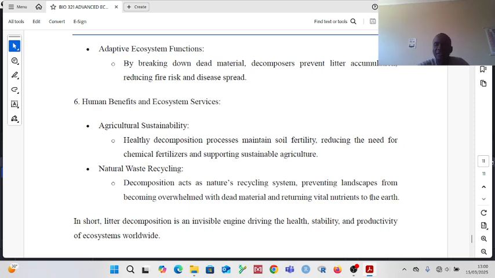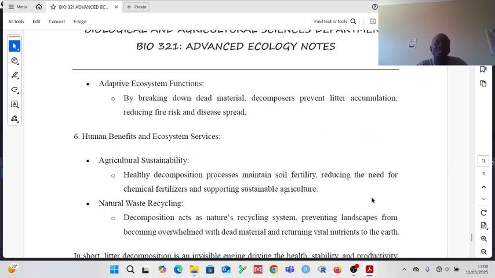Okay, so we've covered that process of litter decomposition. We've seen the various stages, we've seen what impacts it, then we've seen how beneficial it is.